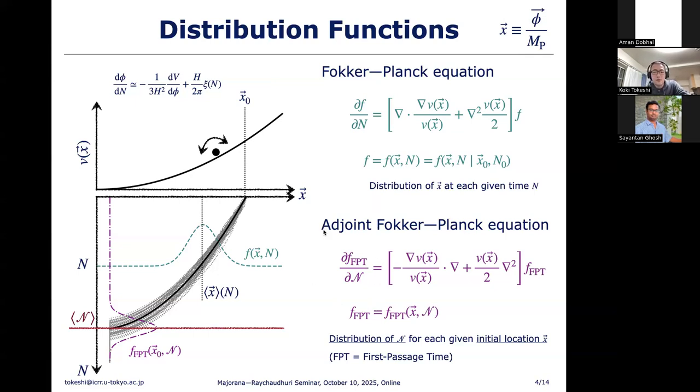And the more important one is this adjoint Fokker-Planck equation, because in this talk I want to calculate the mean number of e-folds, which can be obtained by multiplying the number of e-folds n to this equation and integrating, and so on. So those Langevin and Fokker-Planck equations are the central equations of motion in stochastic inflation that will be solved to determine the stochastic evolution of the inflaton fields.